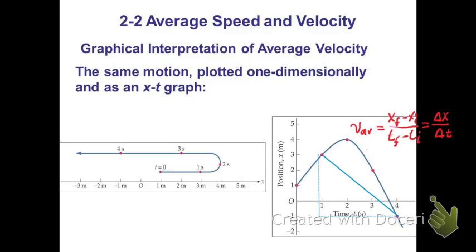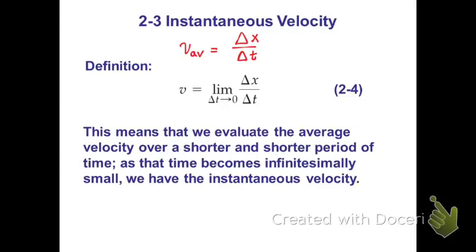So the bottom line for the graphical interpretation of the x versus t graph is, whenever you choose any 2 points on the curve, the slope of the line connecting these 2 points will give you the average velocity of the object. To calculate the average velocity of the object between 2 points, we have to wait some time.